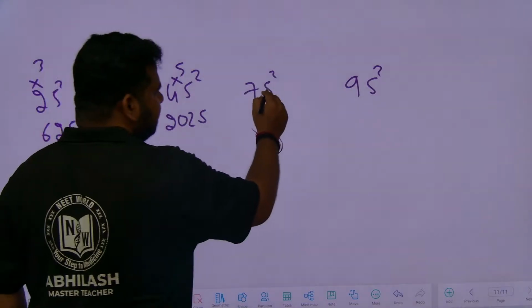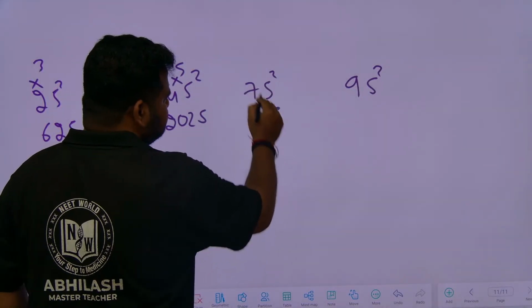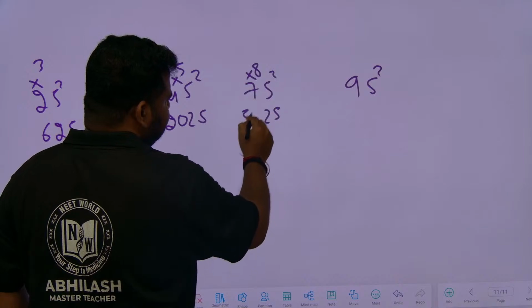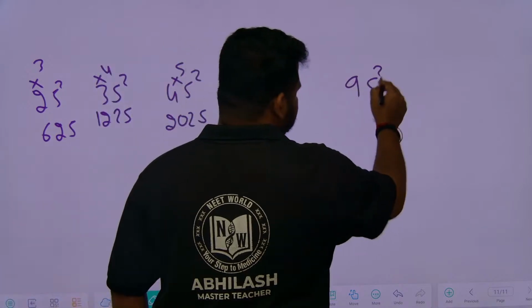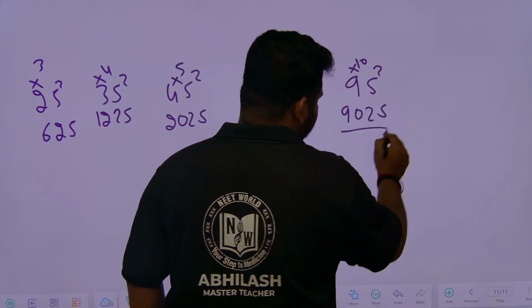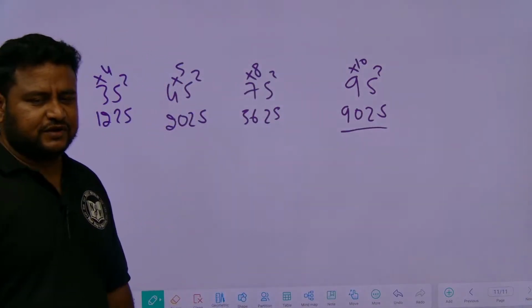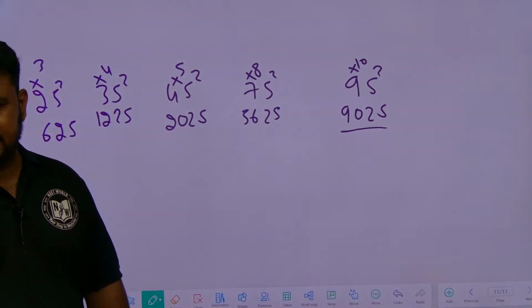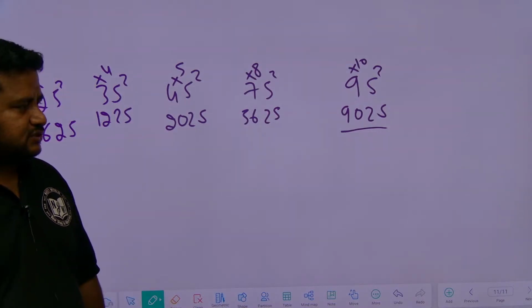75 square, how will you find it? 5 square is 25. 7 into the next number, 8: 7 8s are 56. So 5625. For 95: 5 square is 25, 9 into the next number, 10, that is 90. So 9025. Clear? This is how you can find the square of any 2-digit number.